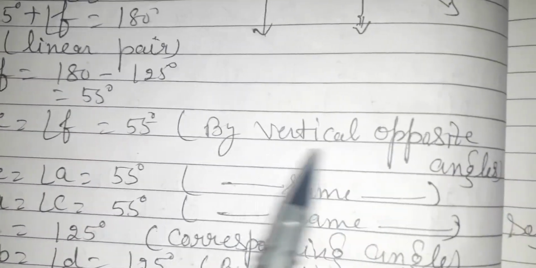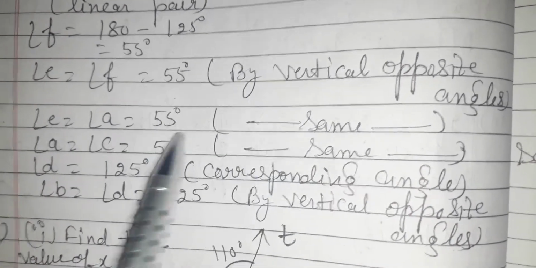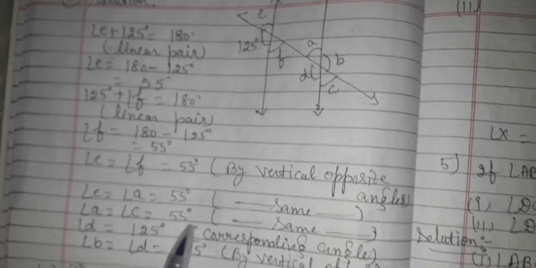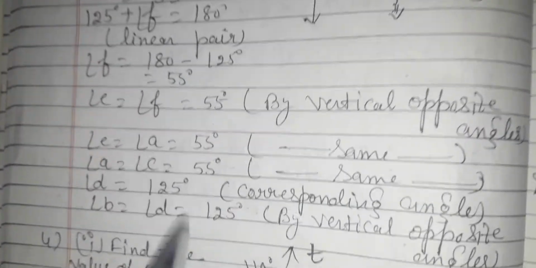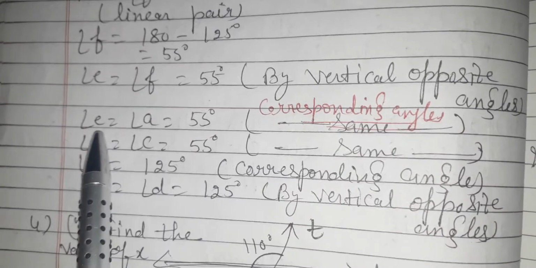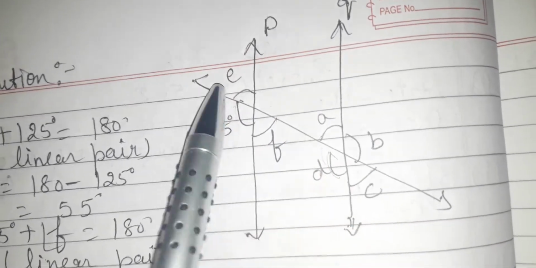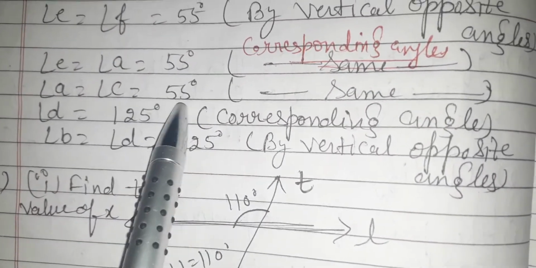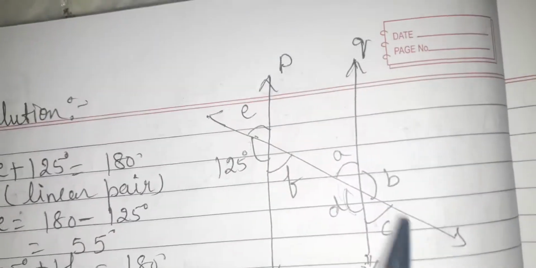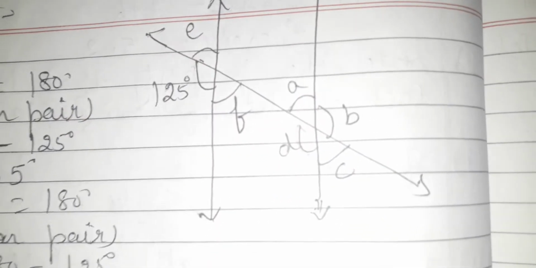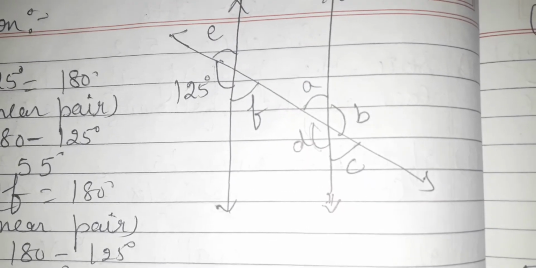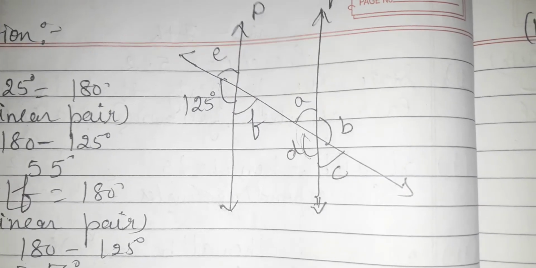Then look at this. Angle E and angle F both are vertically opposite angles, 55 degree. Angle E and angle A are corresponding angles to each other, it means 55 degree. I will show you in the figure. Angle E and angle A are corresponding to each other. Then A and C are 55 degree. It means vertically opposite angles. A and C are vertically opposite angles to each other. I will write short form sometimes.